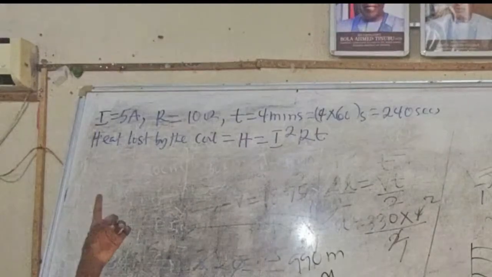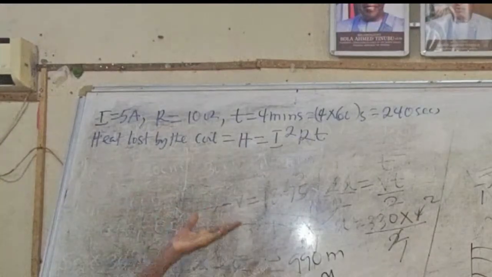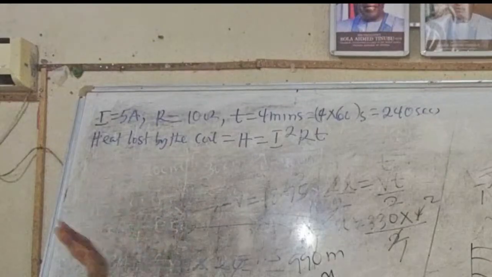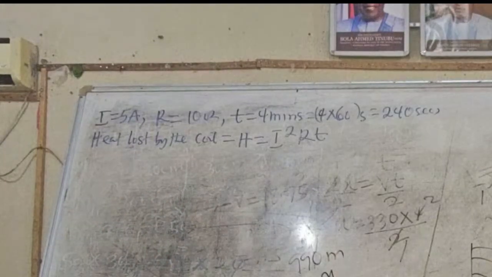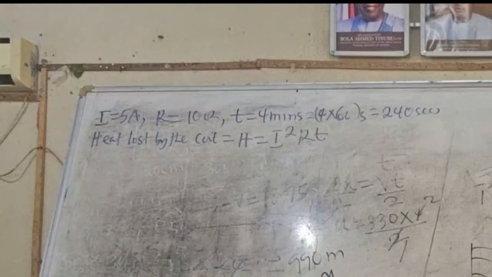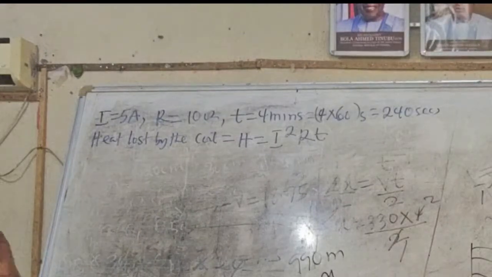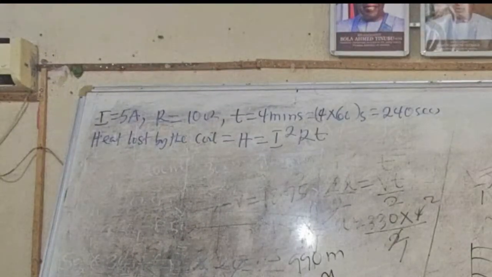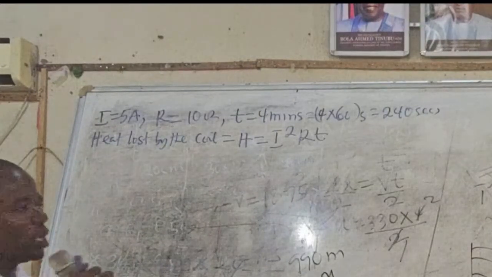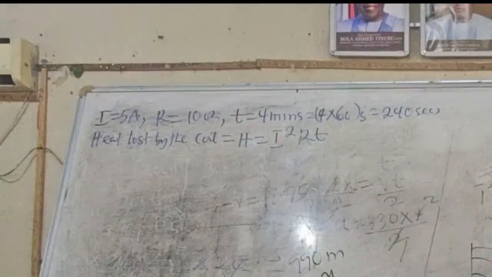If you are given current, resistance, and time, we make use of this formula, I squared R T. If you are given the current, the voltage, and the time, what do we use? I V T. Sometimes you can be given the voltage, the resistor, and the time. What do we use? V squared T over R. And at times, you can be given just the power, in watts, and the time. What do we use? P T. So these are the 4 of them.